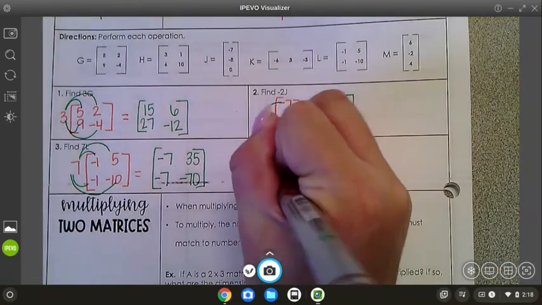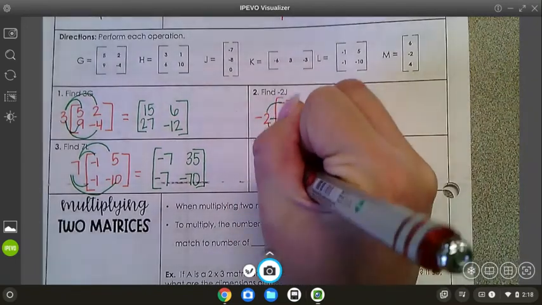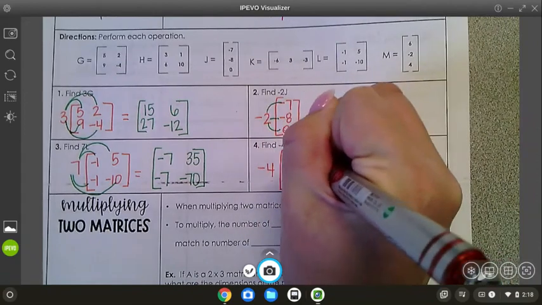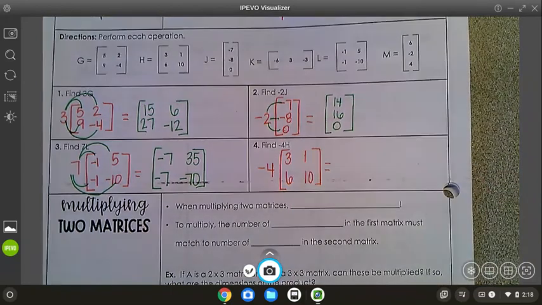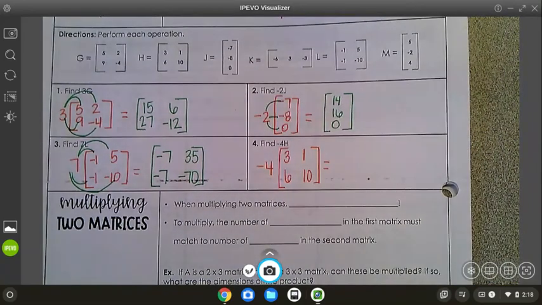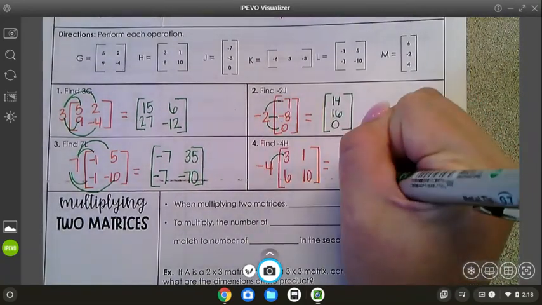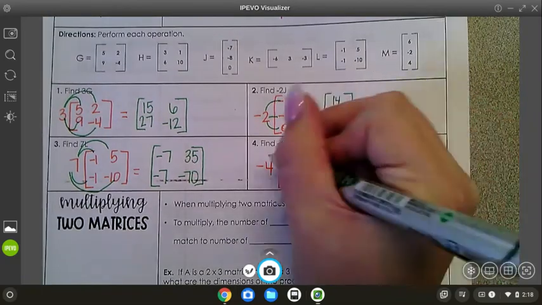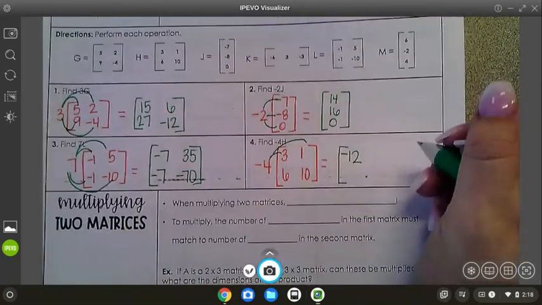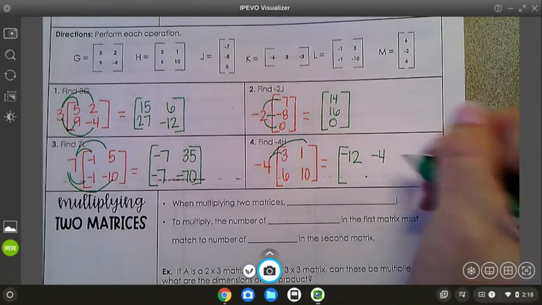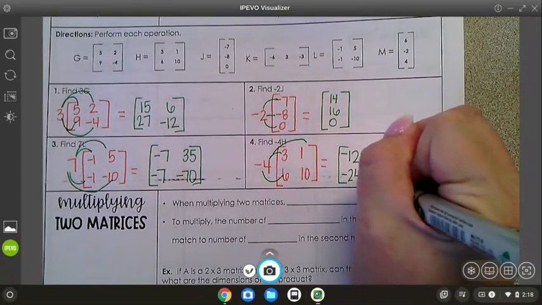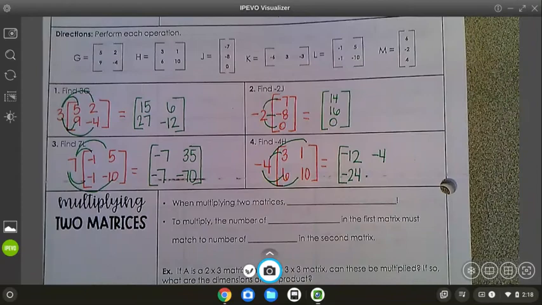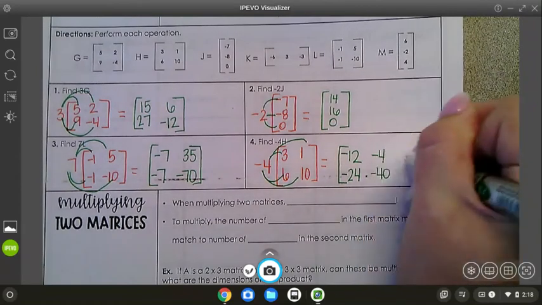Number 4, negative 4H. So negative 4 times 3, 1, 6, 10. So we're multiplying all of those numbers by negative 4. So we'd have negative 12, negative 4, negative 24, and negative 40.